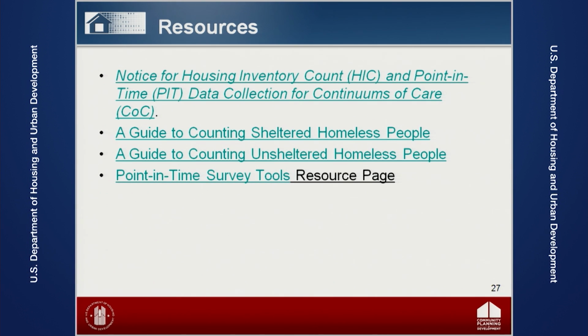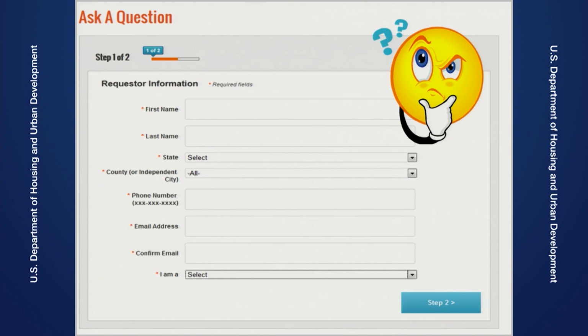Additionally, we encourage you to look at the other tools listed on this page to help you conduct a more effective and accurate count. We recently published the point-in-time survey tools resource page on the OneCPD Resource Exchange. On that page, we provided 4 model survey instruments as well as a link to the web-based version of the mobile PIT app. We anticipate releasing the mobile app itself to Google Play and the Apple Store in the coming weeks. As a reminder, if you have additional questions, please submit them through the OneCPD Ask a Question feature.